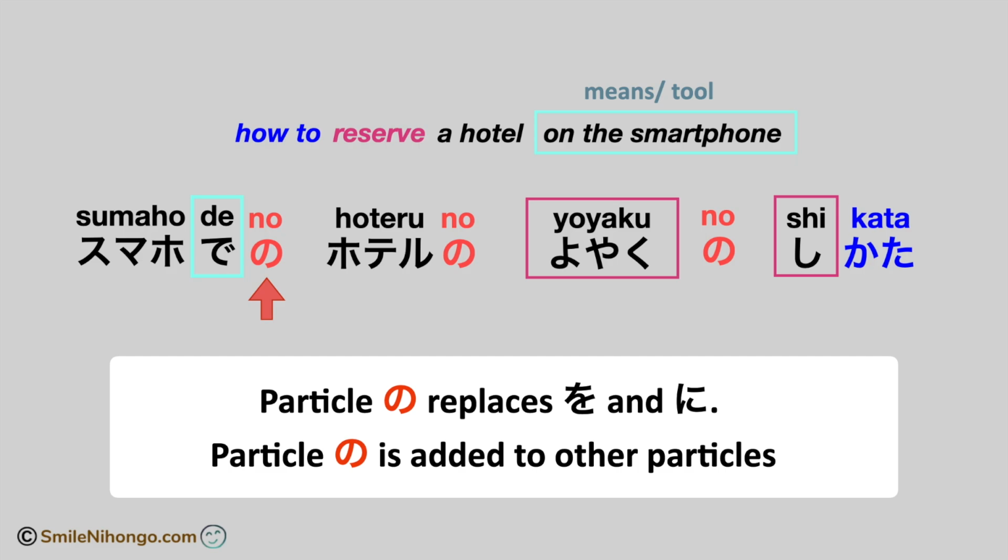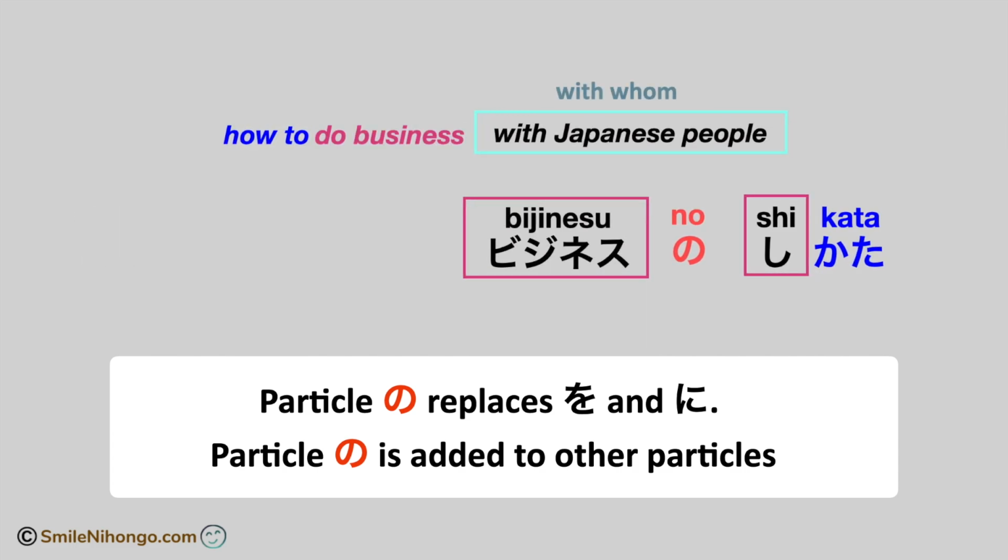So this is another thing that I want you to keep in mind. For the phrase how to, kata, the particle no replaces o and ni. But for other particles, you have to keep the original particle and add no to it. So how to reserve a hotel on the smartphone in Japanese is スマホでのホテルの予約の仕方。This applies to any particles other than o or ni.